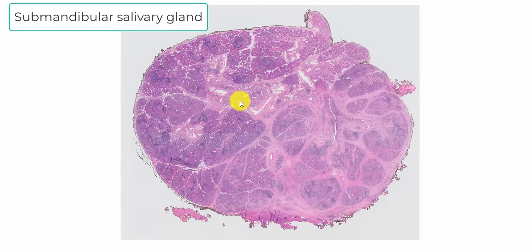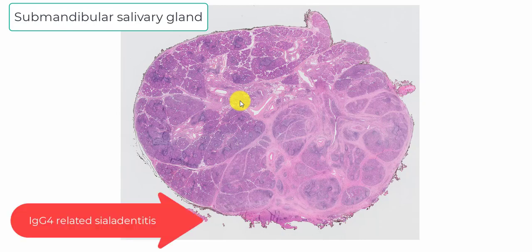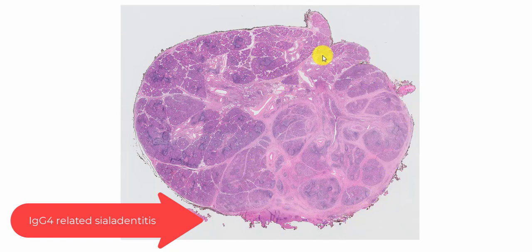This is classic IgG4-related sialadenitis. And the first thing you'll notice is that only half the gland is affected. So this half is affected while this half is not. And this is very common with IgG4-related sialadenitis.